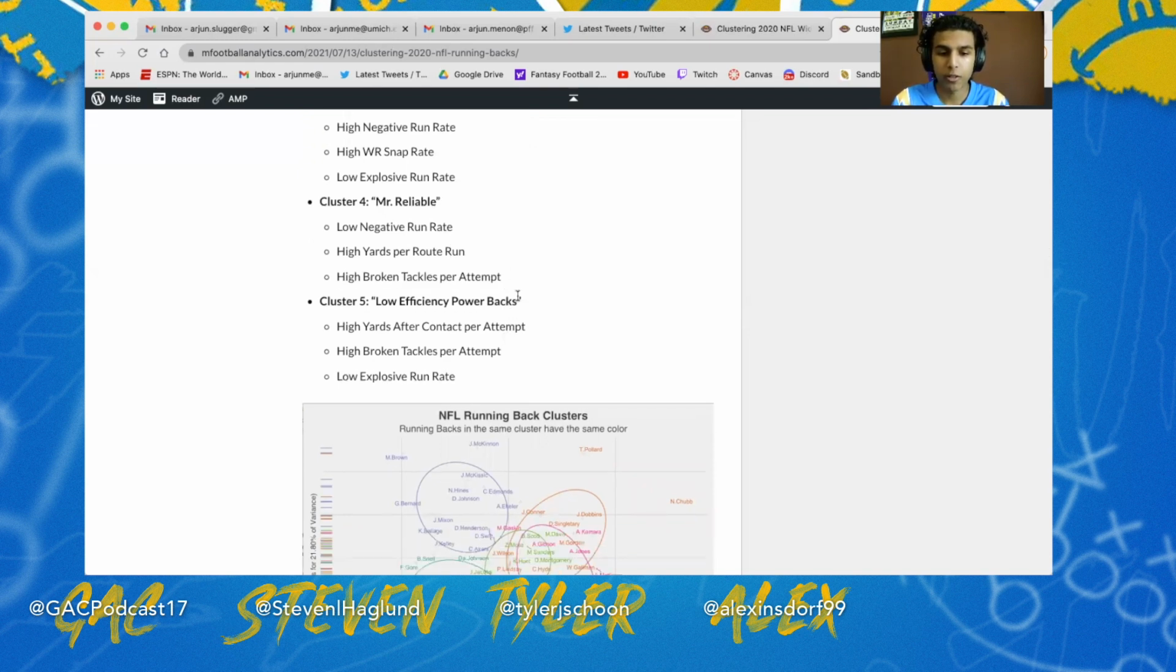And finally, we have the low efficiency power back. So these guys have a high yards after contact per attempt, a high broken tackles per attempt, but they had a relatively low explosive run rate. So while they did break a lot of tackles, it wasn't going for many yards, if that makes sense.